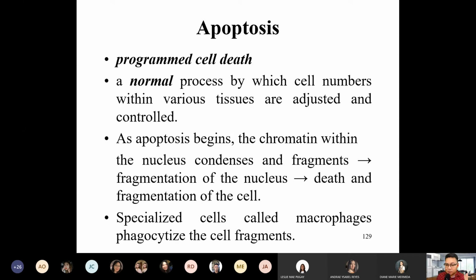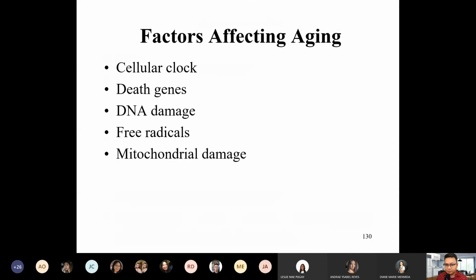As apoptosis begins, the chromatin within the nucleus condenses and fragments, and fragmentation of the nucleus leads to fragmentation of the cell. Okay? In other words, the DNA becomes unusable. Specialized cells called macrophages phagocytize the cell fragments.